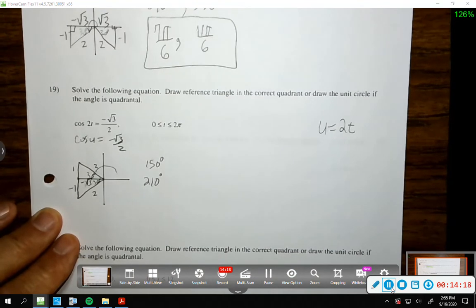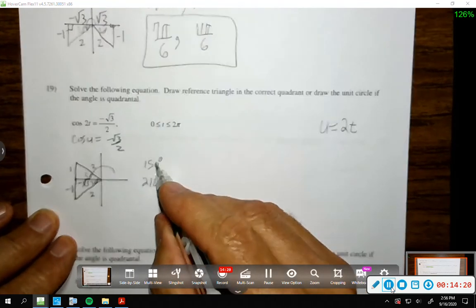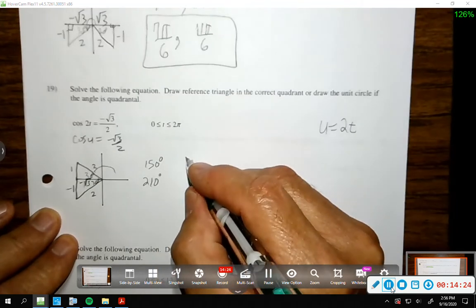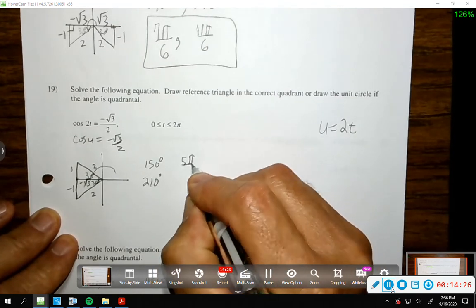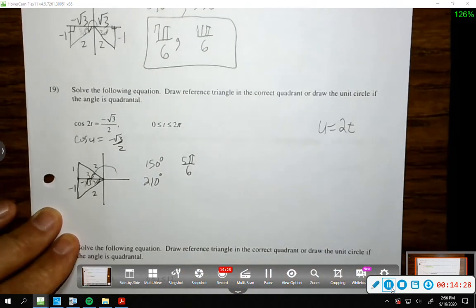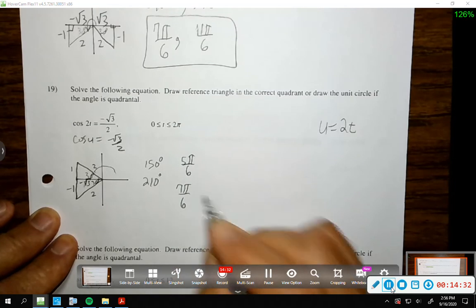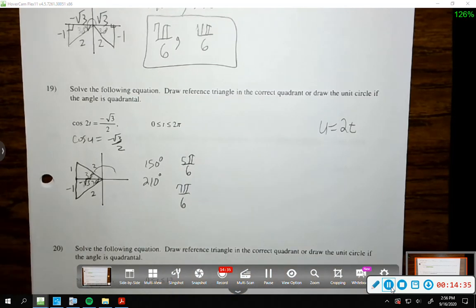But we have to convert them. 150 degrees is 5 30-degree angles. It's 5 pi over 6, because pi over 6 is a 30-degree angle. 210 degrees is 7 pi over 6. Okay? Those are values of u.